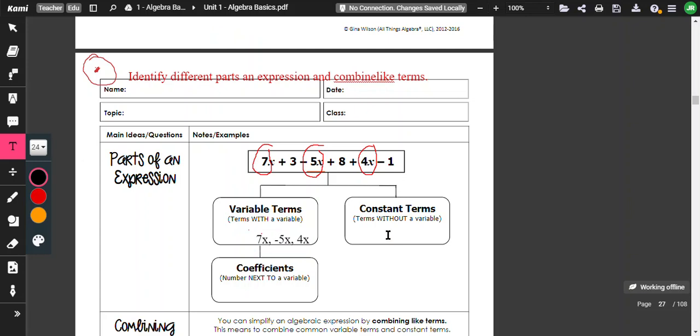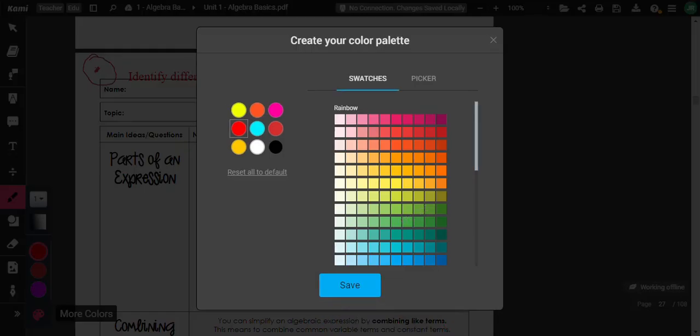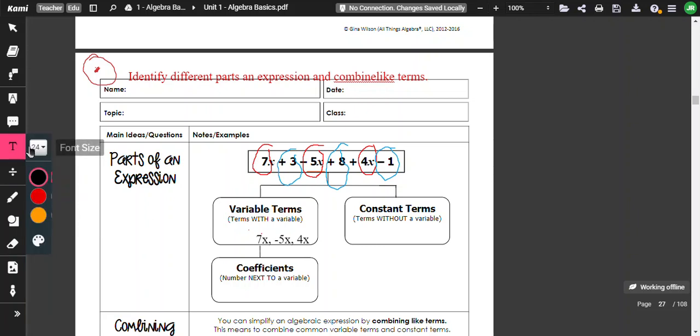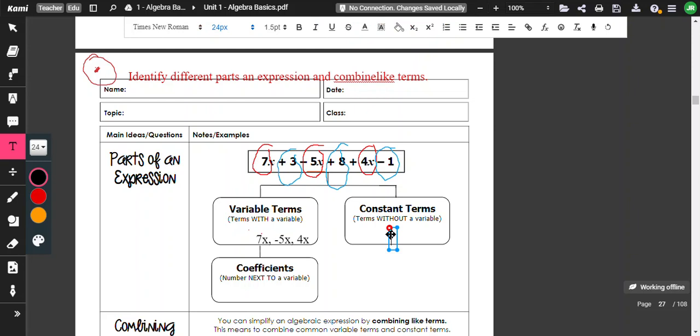The other part of the expression that we have here, in blue, are the numbers that don't have any x's. So we have 3, 8, and negative 1. So let's write them right here. These are what we call the constant terms because they don't have any variables with them. So we have 3, negative 8, and negative 1. I'm sorry, positive 8.